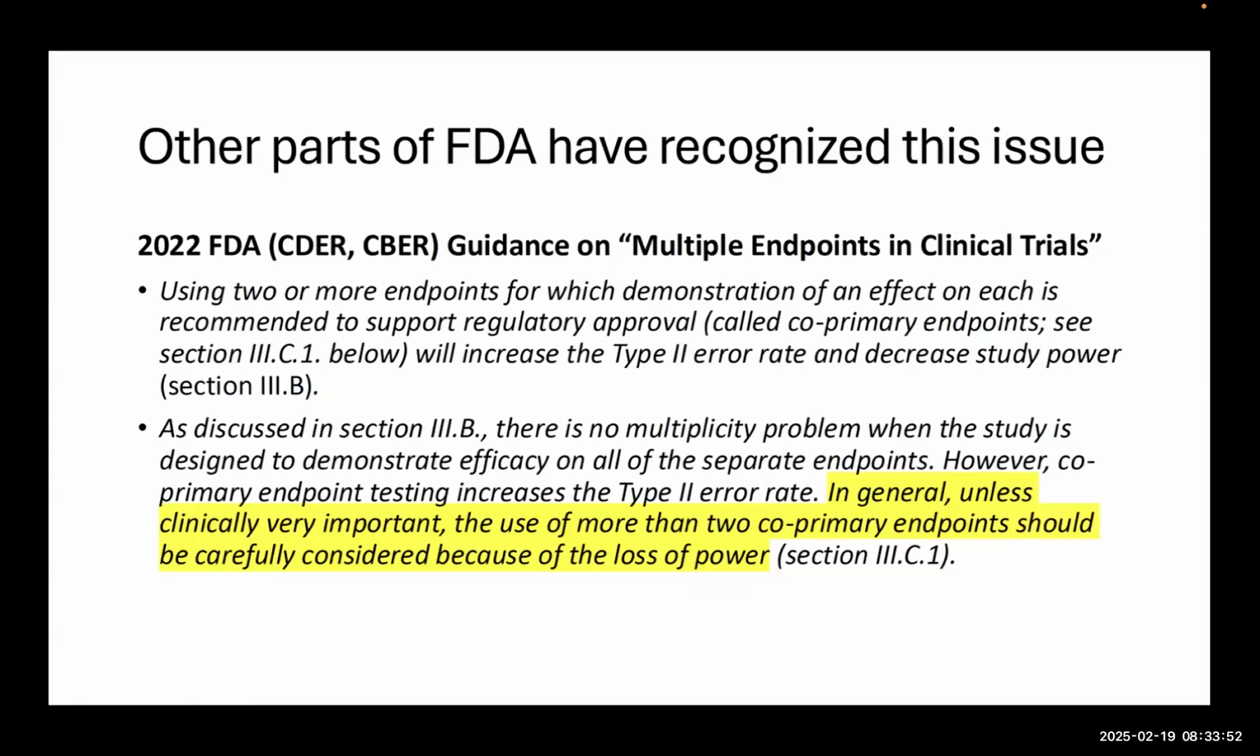So just to be clear, this isn't Gary just ranting, because other parts of FDA have also recognized this issue. A couple of years ago, the other parts of FDA, CDER and CBER, put out a guidance on multiple endpoints in clinical trials. They talk about the issue of increased type 2 error. That means decreased study power. And they basically recommend that unless it's super important, using more than 2 co-primary endpoints is not a good idea.